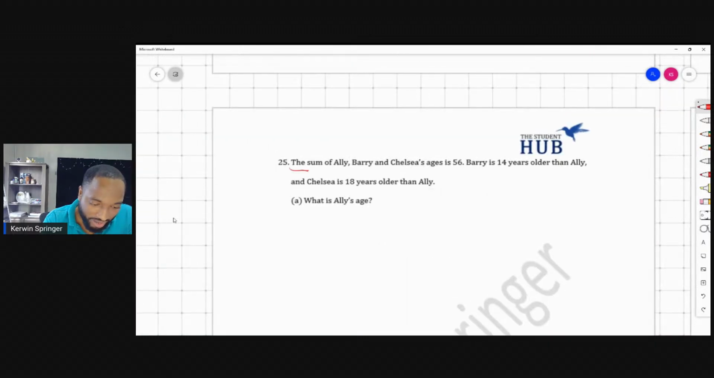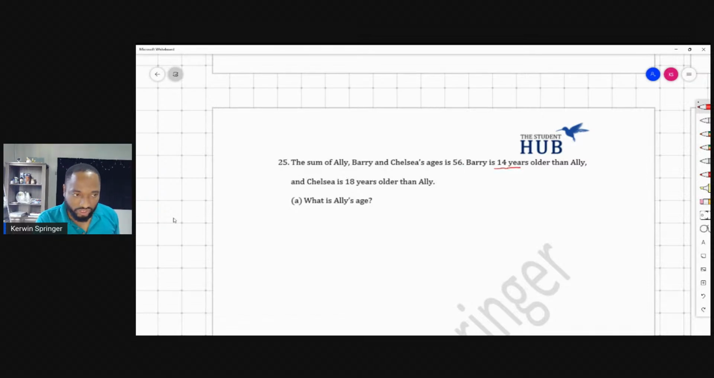The sum of Ali, Barry, and Chelsea's ages is... I guess this is going with the subject-verb agreement here: we're dealing with the sum. The sum of blah blah blah is. Yeah, that's correct. So the sum of Ali, Barry, and Chelsea's ages is 56.